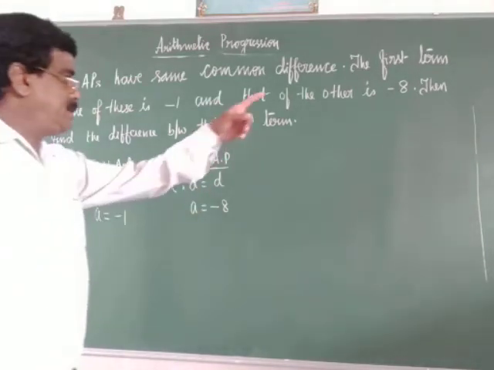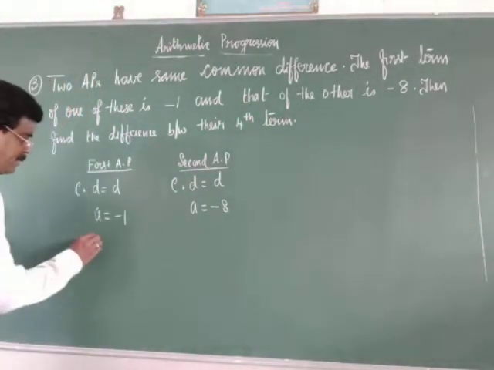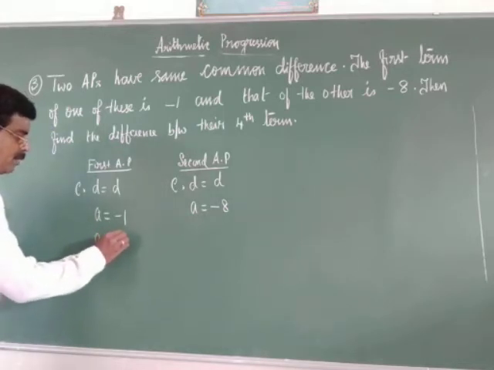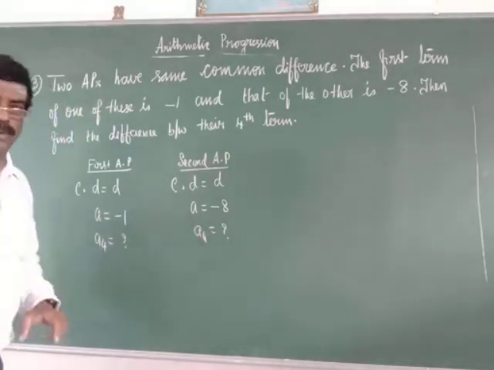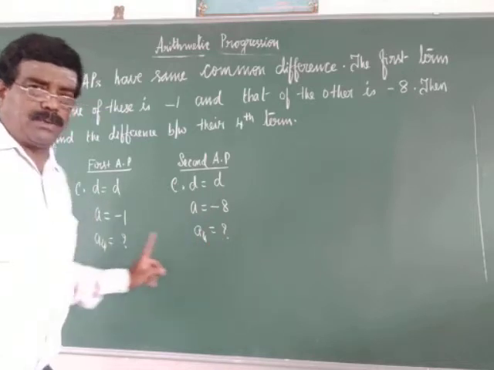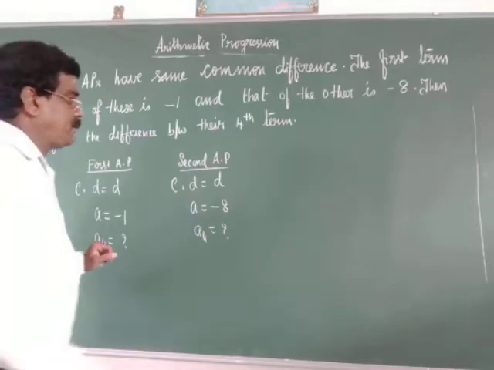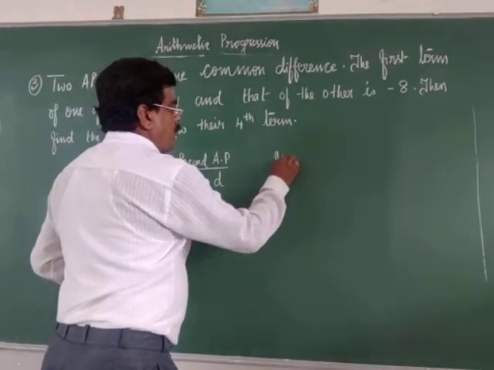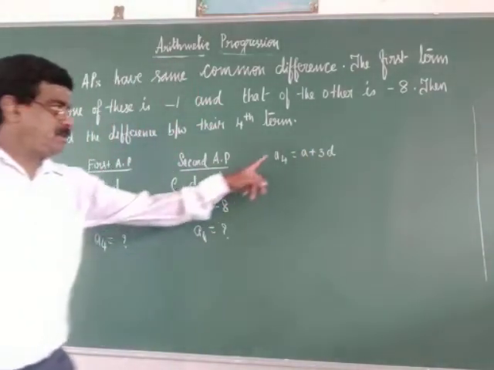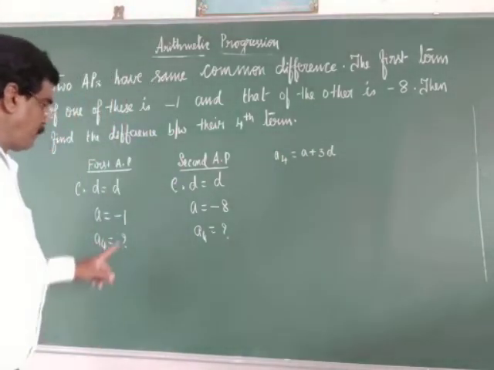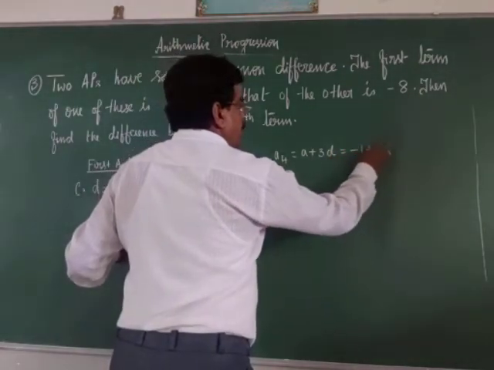The question asked here is, then find the difference between their fourth terms. According to this, what is a4, you have to find out. Then find the difference between these two. For the first AP, a4 is equal to a plus 3 times the common difference, because we are applying the formula a plus (n minus 1) d. So a4 is equal to -1 plus 3d.